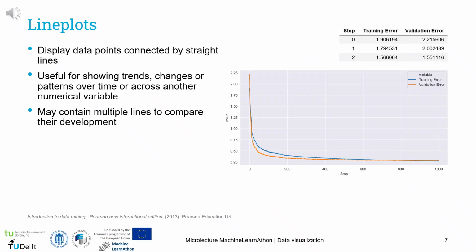Line plots are similar to scatter plots, except that the single data points are connected by a line. So they are usually used to show trends or developments in general. And there's also often not a single line, but multiple lines whose development you can compare with the graph.